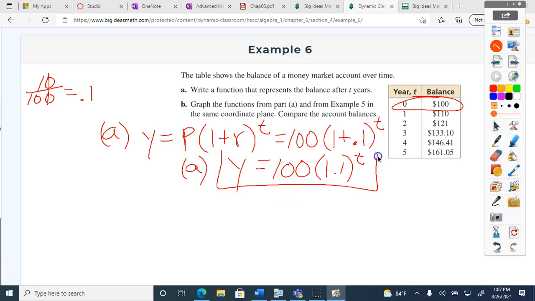Part B, graph the function. We won't worry about graphing. Any questions? Real quick review: if the number in the parentheses is bigger than 1, it's growth. Less than 1, it's decay. Always change your rates from percentages to decimals, or if it asks you for the rate, you're probably going to have to change the decimal to a percent. Any questions?